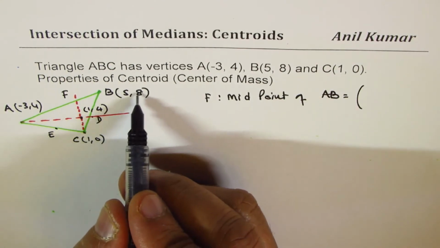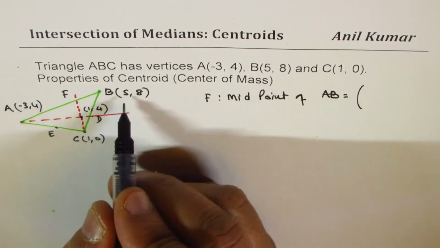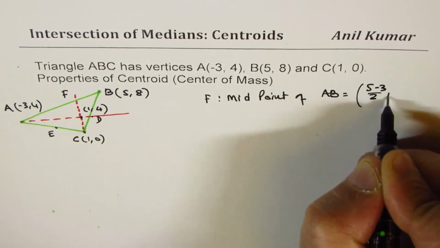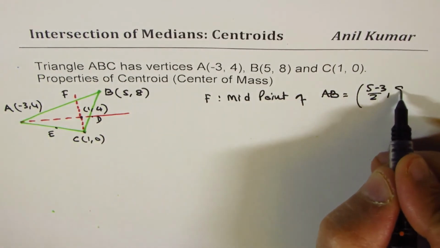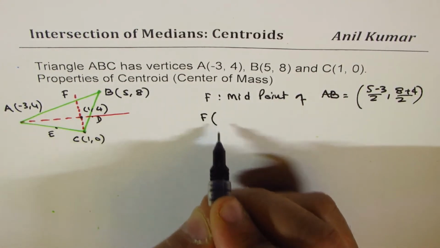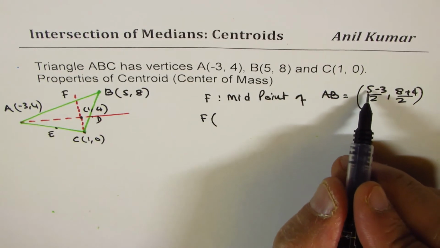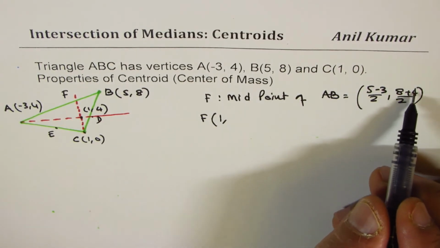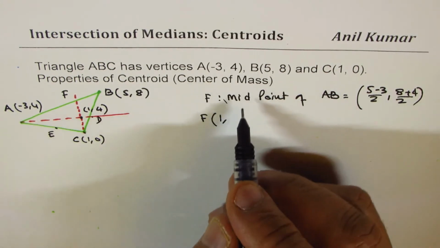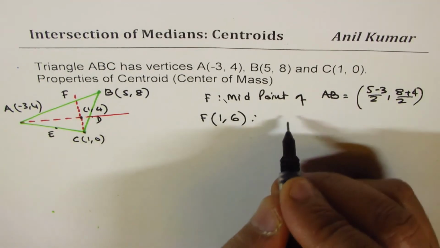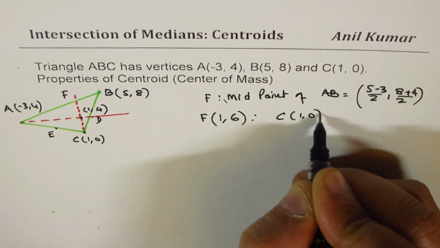So what should it be? It should be half of the x values, 5 minus 3 divided by 2, and the y values, 8 plus 4 divided by 2, correct? So we get the coordinates of point F as 5 minus 3 is 2, 2 divided by 2 is 1, and 8 plus 4 is 12, 12 divided by 2 is 6. So we get point (1, 6).